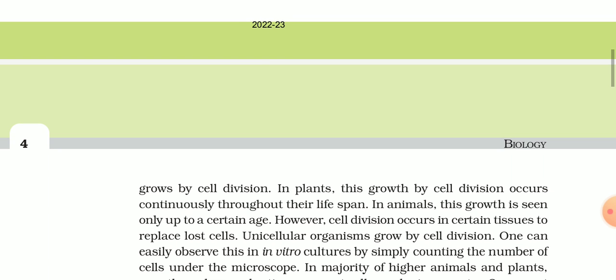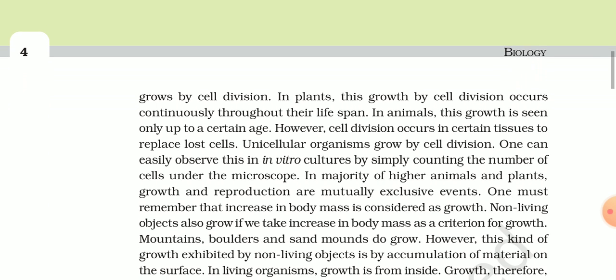In plants, this growth by cell division occurs continuously throughout their lifespan. So there are some differences in the case of plants as well as animals. In plants, this type of growth through cell division occurs continuously throughout their lifespan. In animals, this growth is seen only up to a certain age. However, cell division occurs in certain tissues to replace lost cells.